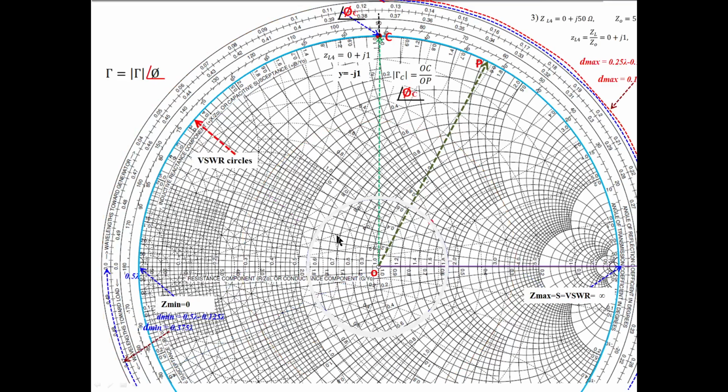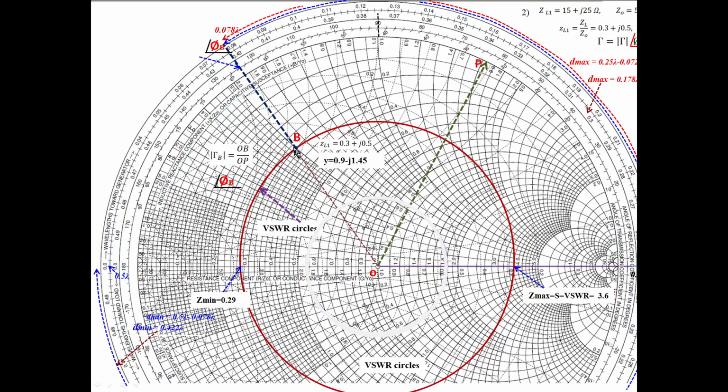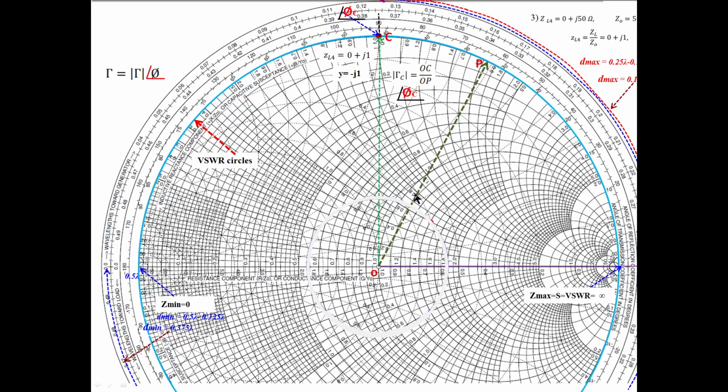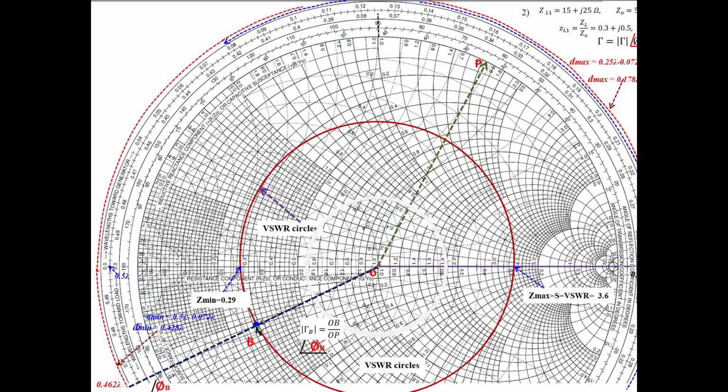In the earlier problem, the load is here. In the upper part, we always took the load, in the previous two problems. But if the load is here, below, a minus here, this is a load point. Then VSWR is like OB divided by OP. That is the reflection coefficient. Below the Smith chart, I took here. Then what is the reflection coefficient magnitude? OB divided by OP only.